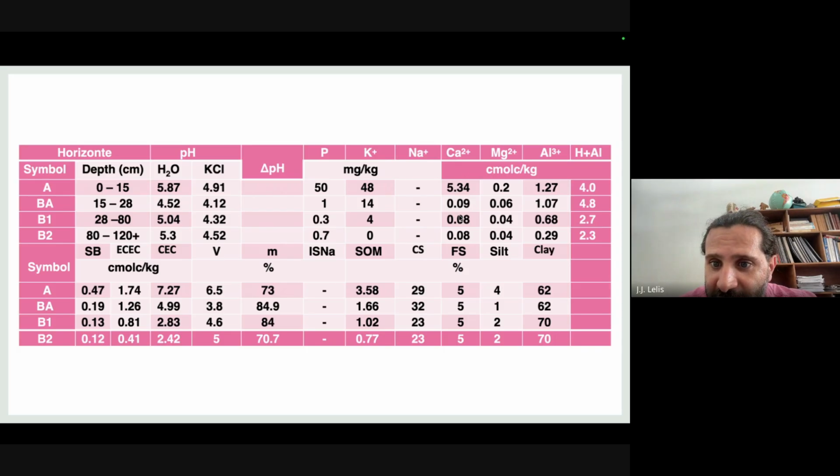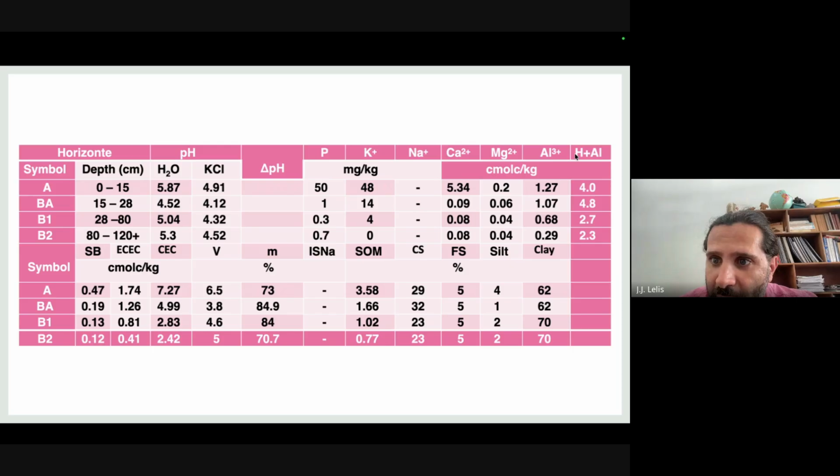The calcium content and magnesium content are quite low, except for the A horizon. But in this case, the A horizon could be disturbed or influenced by humans. So of course, I need to ignore it. I just need to consider the subsurface horizons, from 15 centimeters to 120 centimeters. Okay, the aluminum content is high, so yes, this indicates intense weathering.